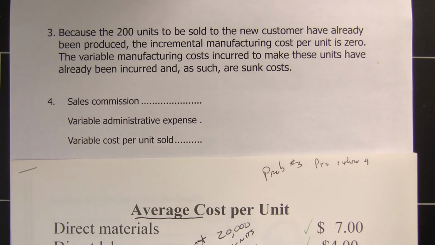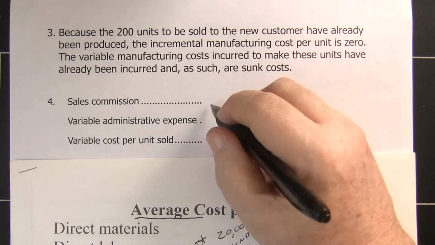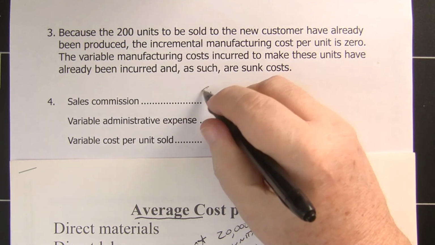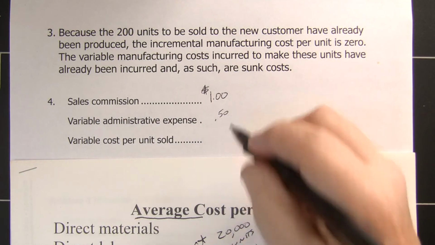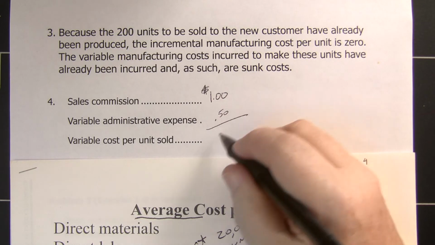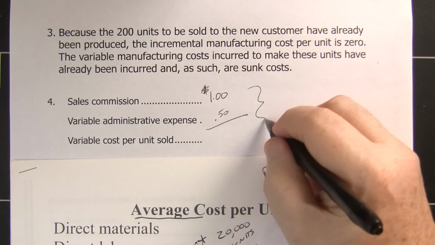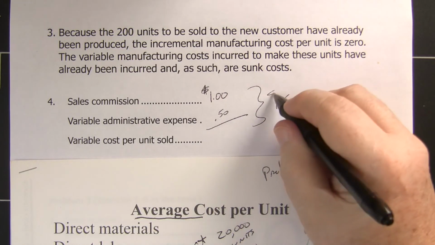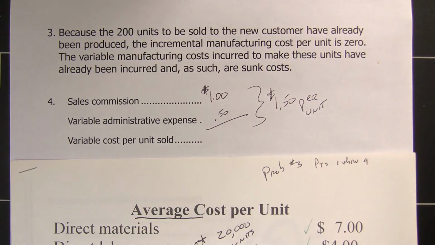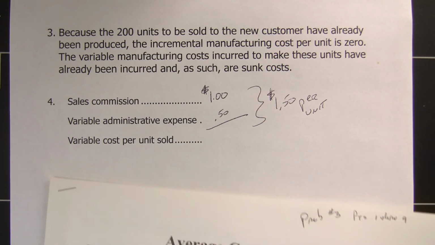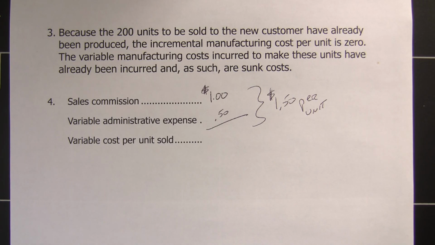So what are the costs? We have the sales commission, because somebody has to write up the sale. And we have the variable administrative expense. And the cost for each one is $1.50 per unit, times the 200 units that would otherwise be unsold. So the problem really wasn't that long. You just had to be able to read through it and recognize what they were asking.